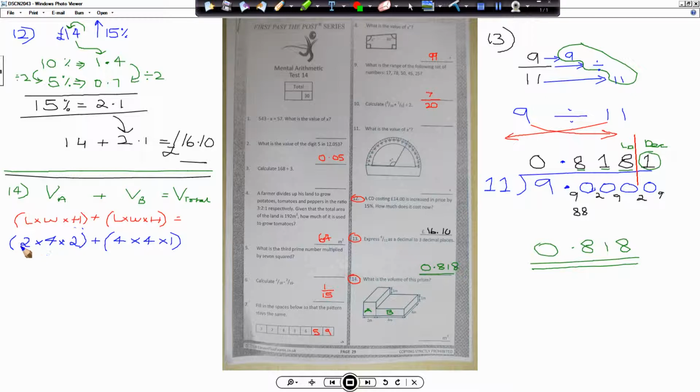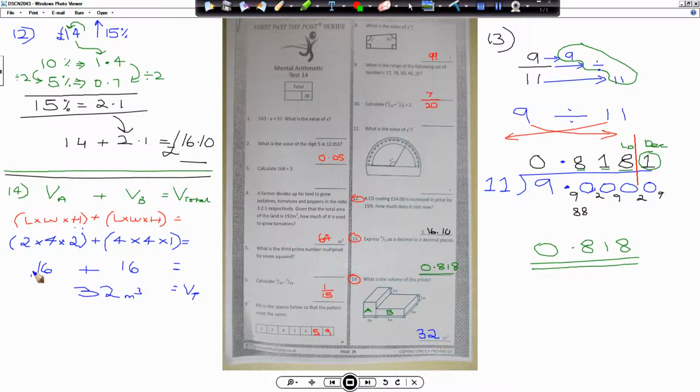Now, let's work this out. 2 times 4 is 8. 8 times 2 is 16. 4 times 4 is 16. You're not adding them, you're multiplying. And then the last bit is 16 add 16 is 32. 32 meters. V total. So for that question, the volume is equal to 32 meters cubed.